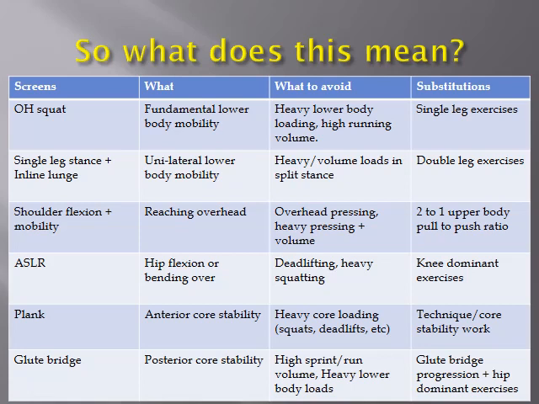A great example of that would be a rack pull. If this person is currently deadlifting from the floor, maybe we elevate the bar on several plates, so this person can then bend over and hinge with their back flat in their available range of motion. With the plank and the glute bridge, we're looking at anterior and posterior core stability.